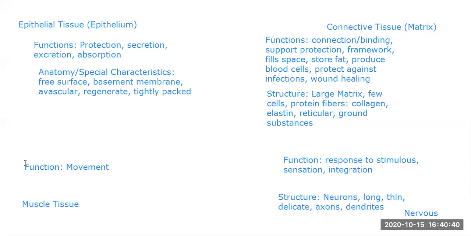Now its structure, it has three. All right, so there are three structures here. So let's do skeletal first. Skeletal has long, very long cylindrical, which means it's like a cylinder, cylindrical cells that are also multi-nucleate. They have more than one nucleus.